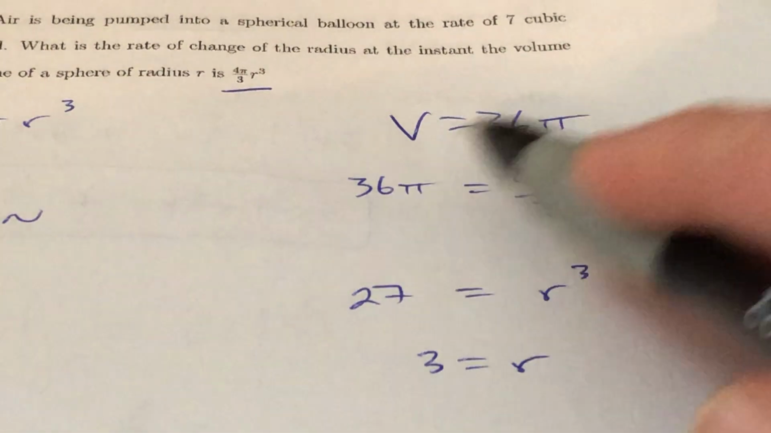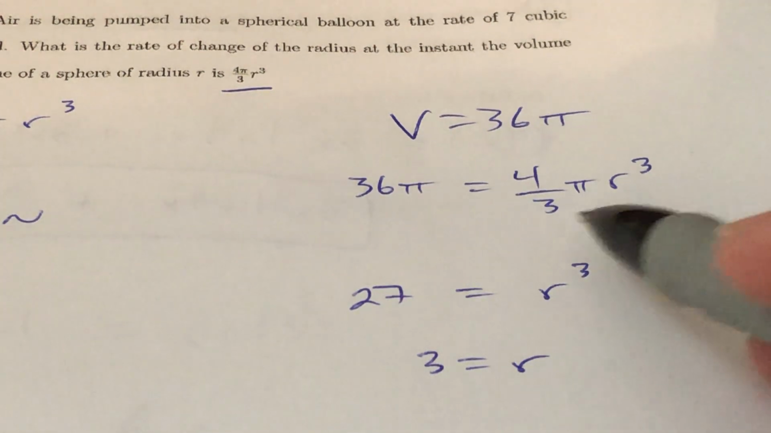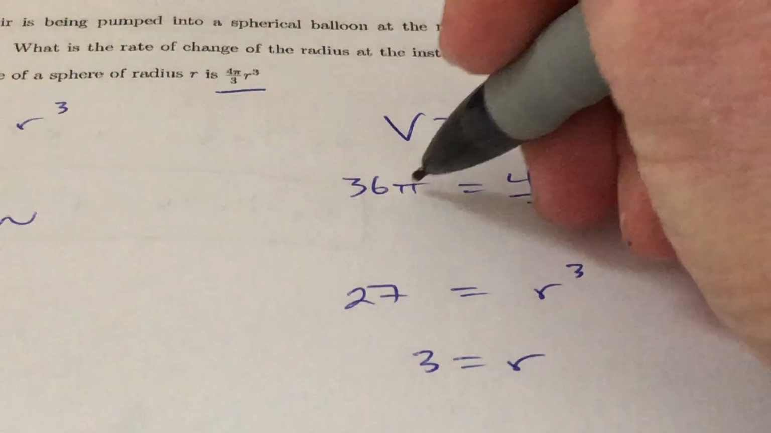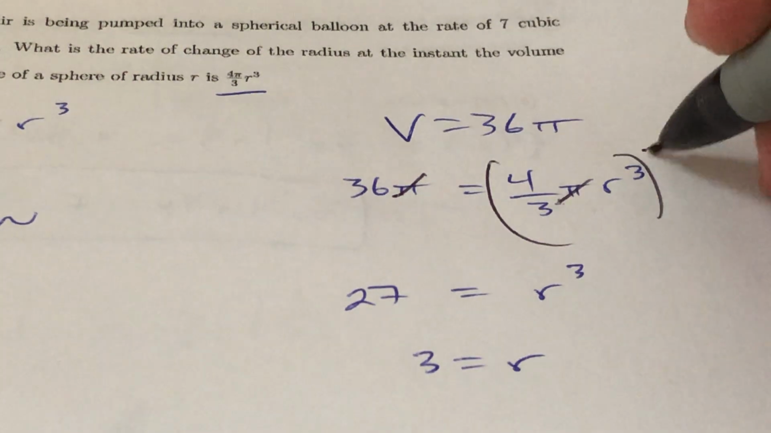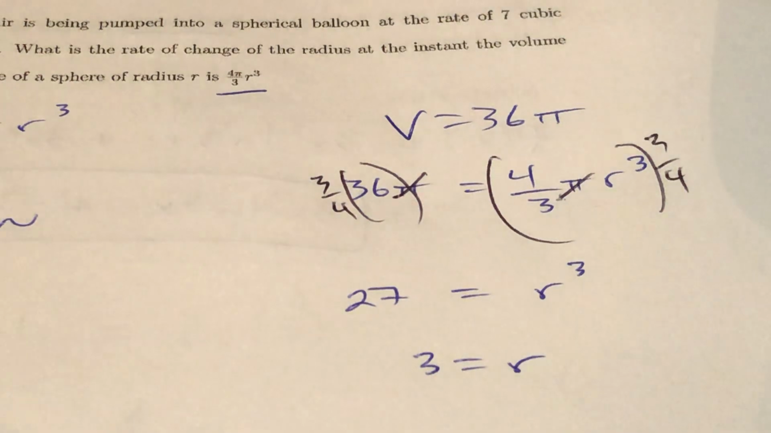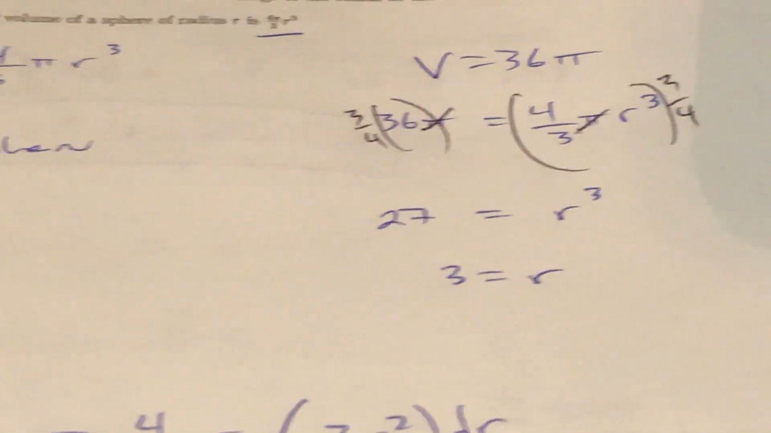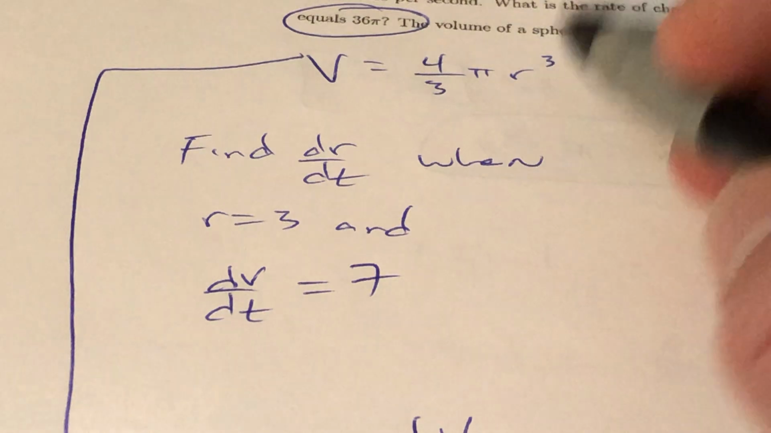Okay, well, first off, the volume is 36 pi. They gave you the formula. 36 pi is 4/3 pi r cubed. Divide by pi. You're going to multiply both sides by 3/4. 3/4 of 36 is 27. Now, mind you, it's from SIUE. They don't allow a calculator in class, okay? Cube root of 27. You should know how to do that. That's 3.